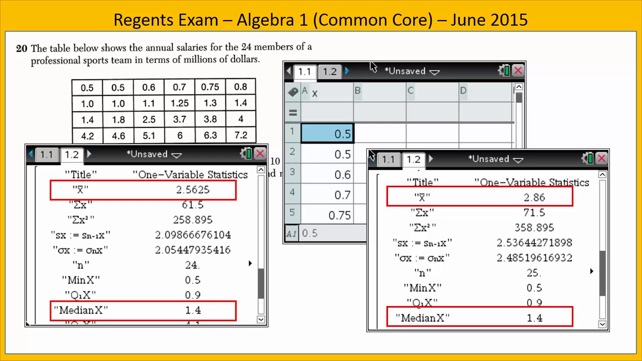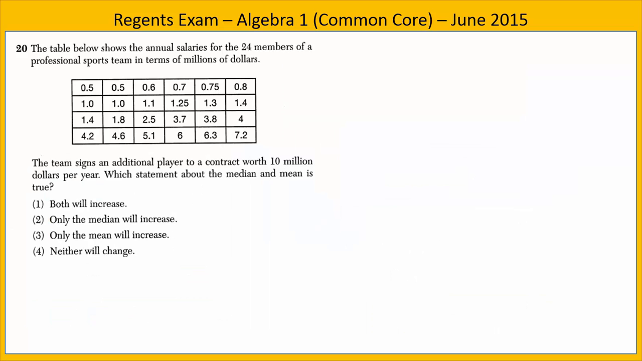Now, let's compare these numbers and let's see which choice is our best answer. The original mean was 2.56 and the new mean is 2.86, so the mean increased. The original median was 1.4 and the new median is also 1.4. The median did not change. Read the choices carefully. Choice 3. Only the mean will increase is the correct answer.